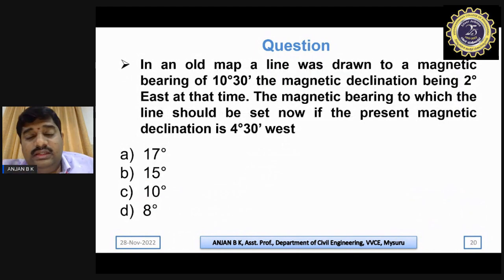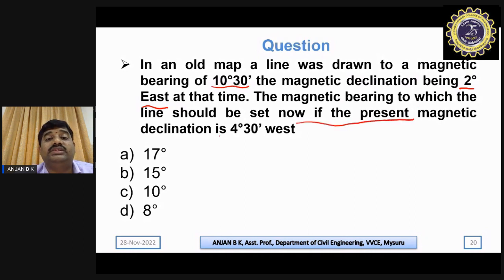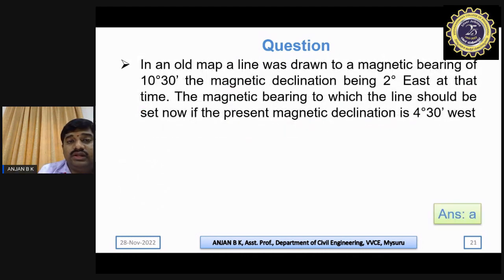Okay, here is a declination problem. A line is drawn to a magnetic bearing of 10 degrees 30 minutes, the magnetic declination being 2 degrees east at that time. Find the magnetic bearing to which the line should be set if the present magnetic declination is 4 degrees 30 minutes west. So here are two conditions.